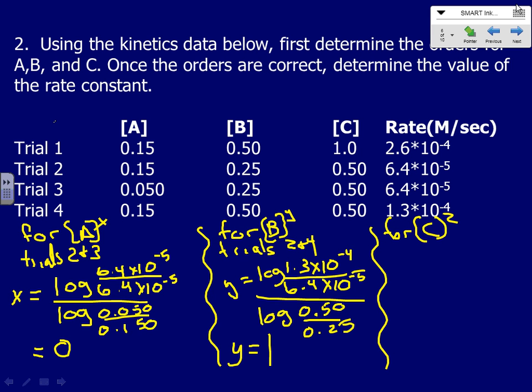Two and 3, 2 and 4, so I think the only possibility we got left is 1 and 4. 2.6 to the minus 4 is bigger than 1.3 to the minus 4. So I'd likely put 1s at the top and 4s at the bottom, and then that goes with it. 1 on the top and 0.5. Yeah, that's going to work.